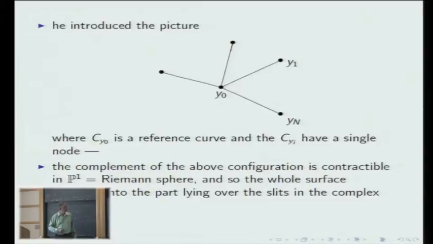He drew them in the plane and traced out paths from the smooth reference curve to the singular ones. The rest of the plane is simply connected. And so what happens is the whole algebraic surface retracts onto the part that lies over the skeleton here, this family of curves traveling along these paths. Okay.